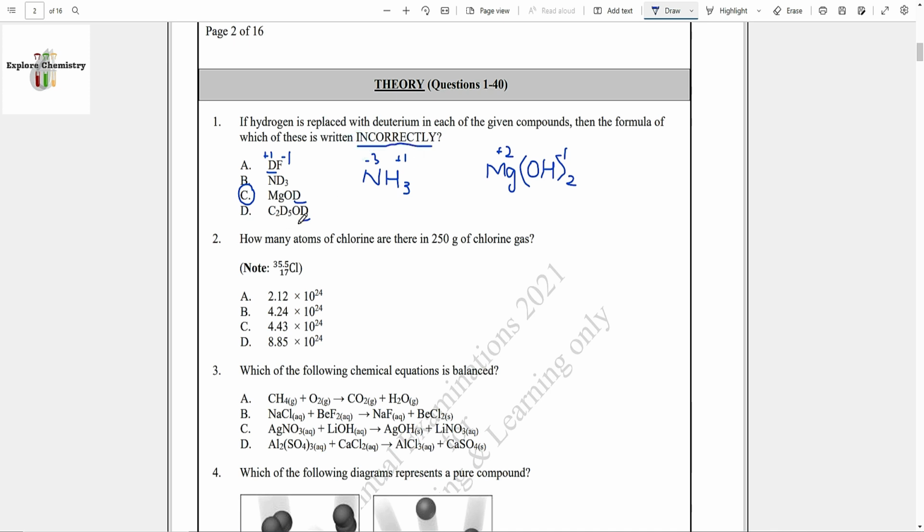This one is the formula of ethanol or ethyl alcohol, C2H5OH. This is the correct formula. So this one is the only wrong formula.